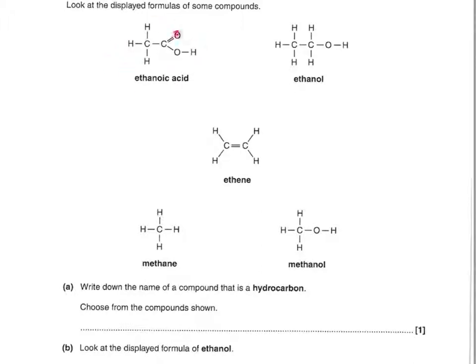So ethanoic acid has 2 oxygens in it, that's not a hydrocarbon. Ethanol has an oxygen in it, and methanol has an oxygen in it. But ethene and methane both are only made of carbon and hydrogen. So you can either put methane or you can put ethene here to get the mark there.